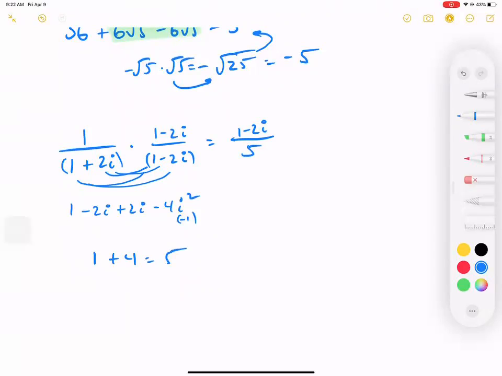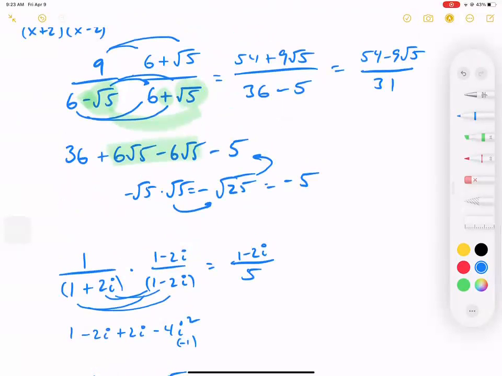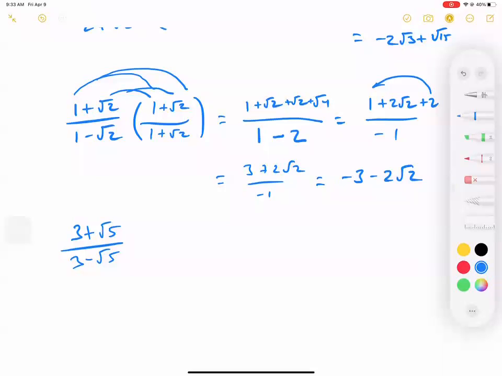And that's what we did when we had imaginary numbers that we dealt with last time. So imaginary numbers are radicals, square root of negative 1. So we have to treat these rules the same way as when I'm just dealing with radicals. So let's go ahead and do another problem here.